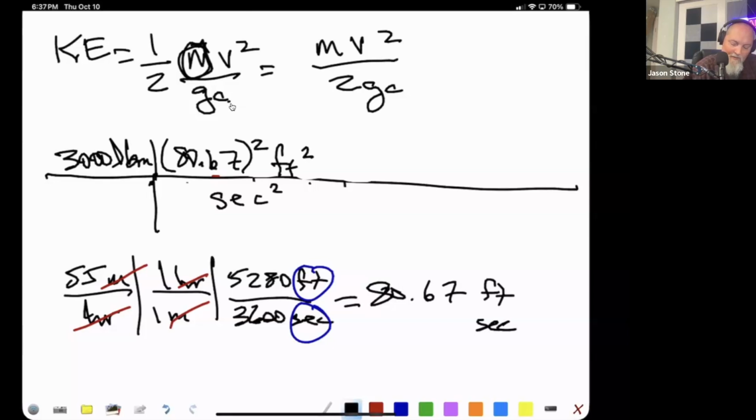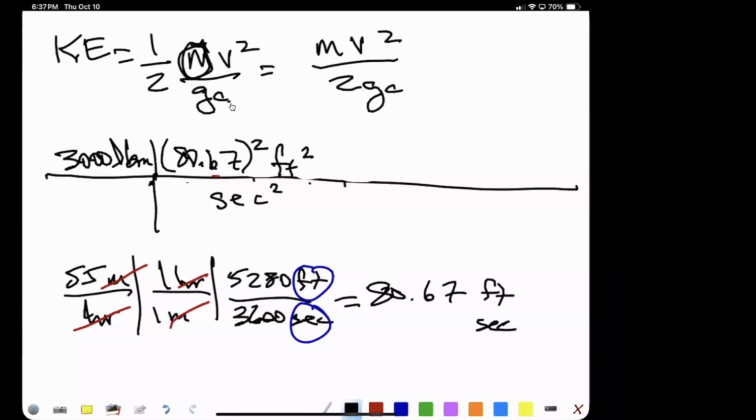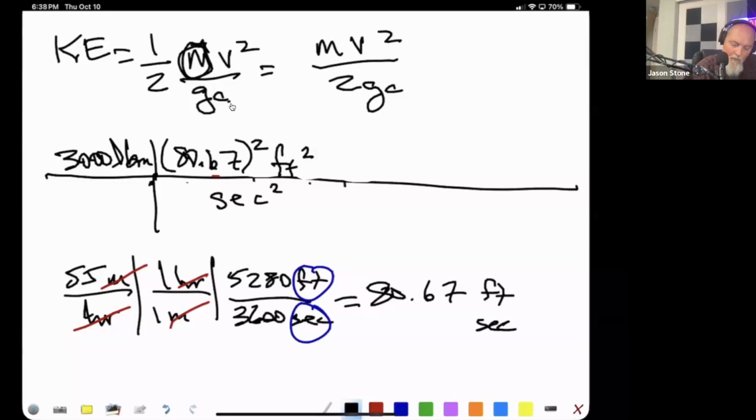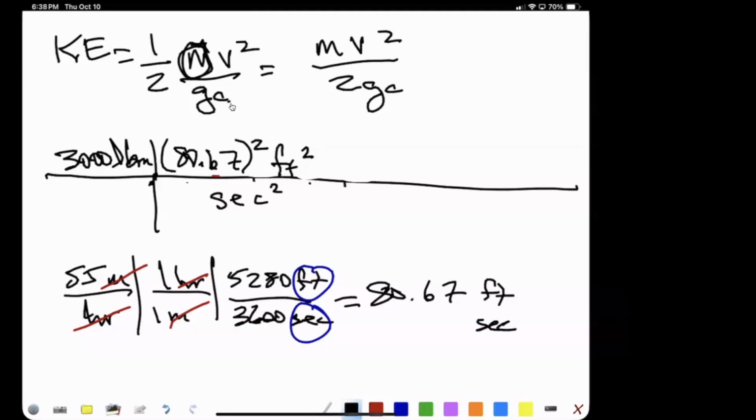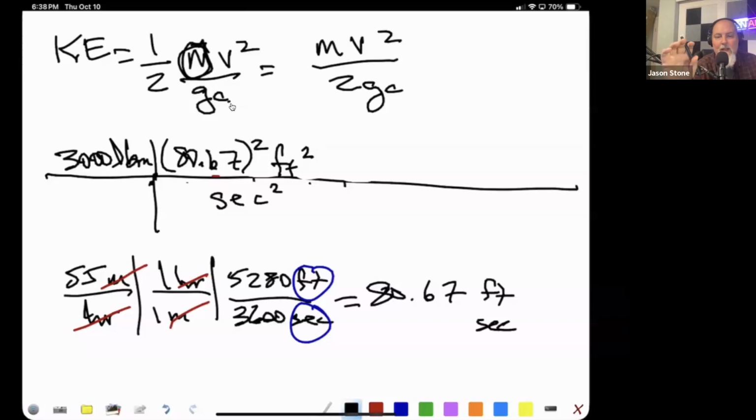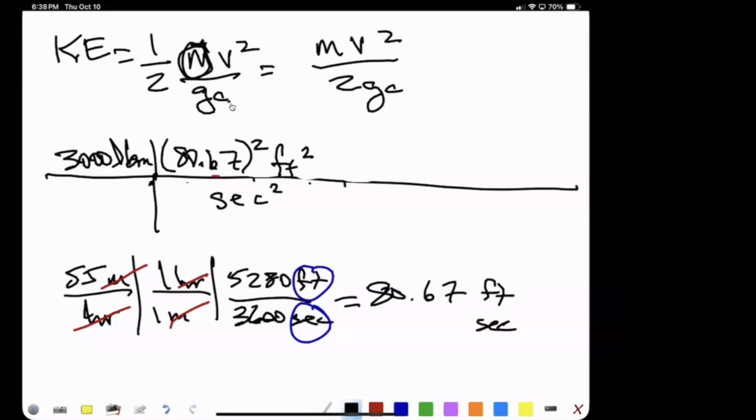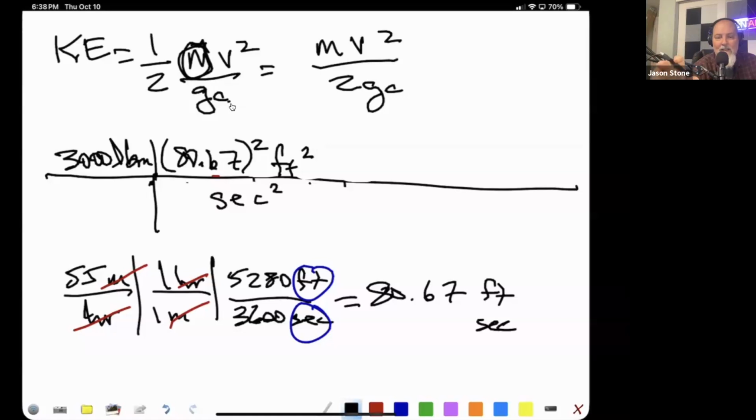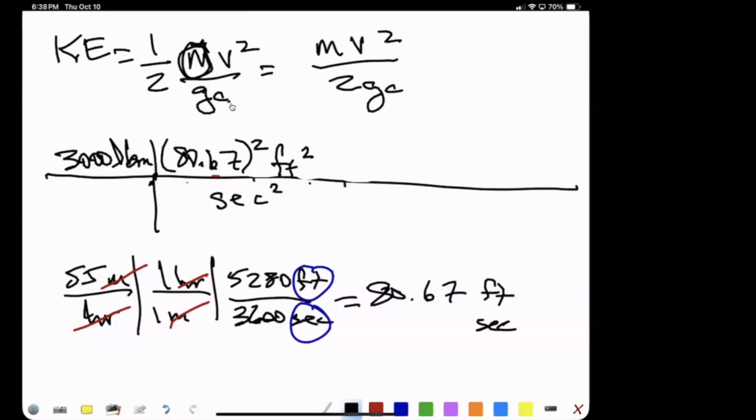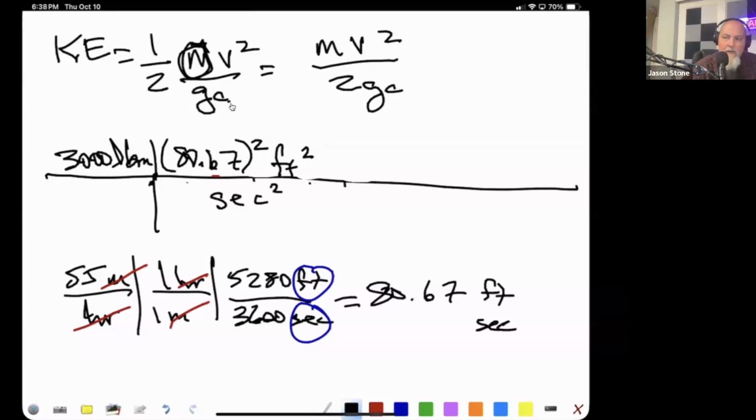Does that part right there make sense? Why is the bottom seconds squared? The whole velocity is squared. You have to square every term when you square the 80.67 feet per second. So the 80 gets squared, the feet get squared, and the seconds get squared. Gotcha. Okay.